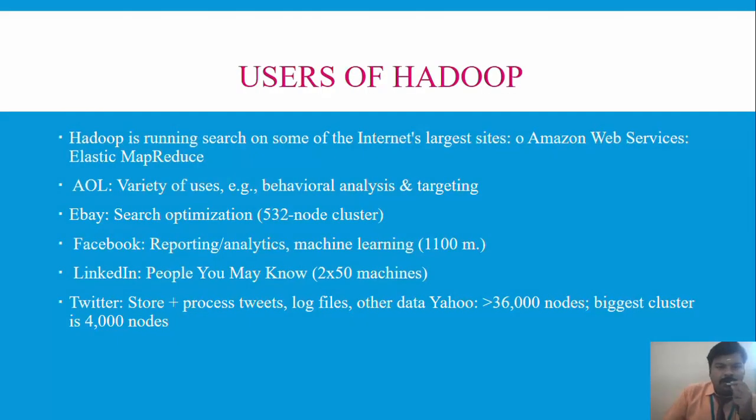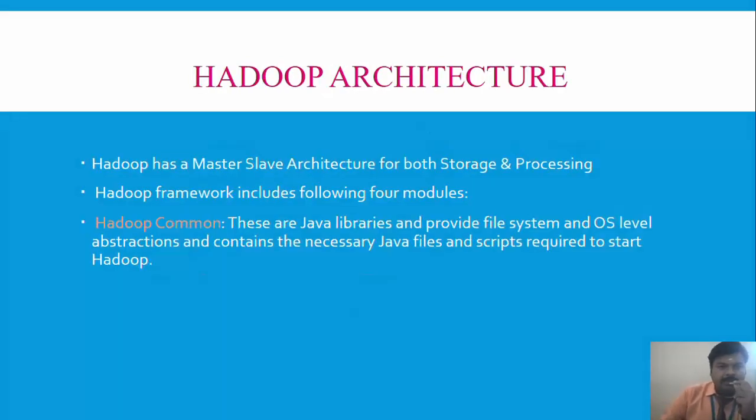Uses of Hadoop. Which websites are using Hadoop, and why? There is a variety of uses, for example behavior analysis and targeting. eBay uses it for search optimization. Facebook uses it for reporting, analyzing and machine learning. LinkedIn and Twitter are also using the Hadoop open source framework. So we are going to discuss Hadoop architecture.